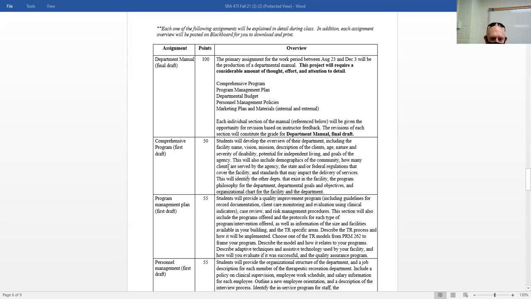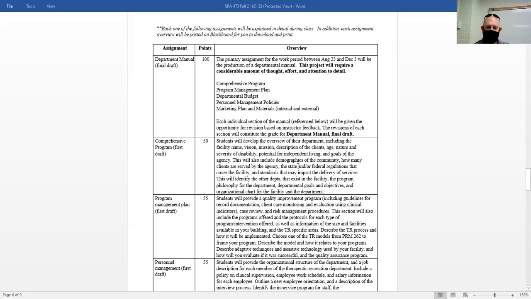Okay, so now we're a third of the way through. The nature and severity of their disabilities. What do you see as their potential for independent living? And the goals of the agency. You can look up agency goals too, just like the vision statement, the mission statement, and a goal statement, okay?